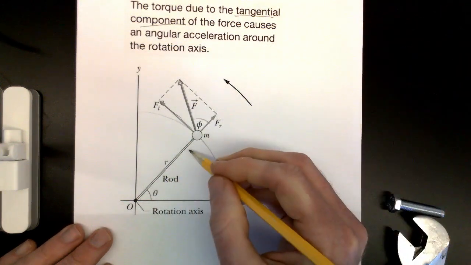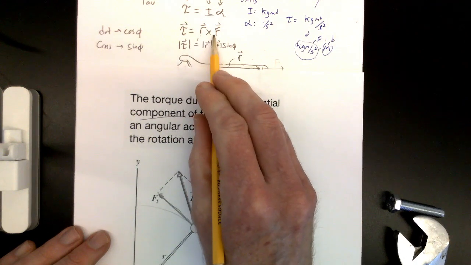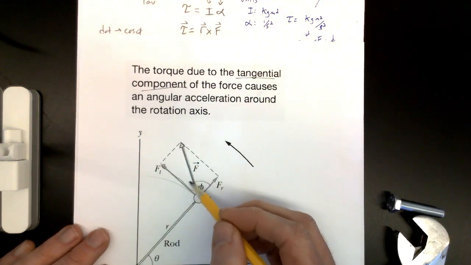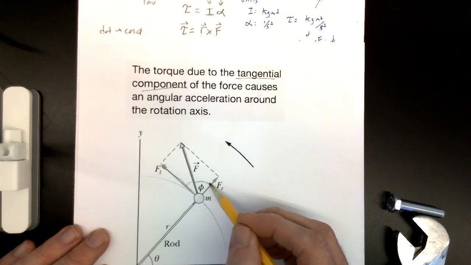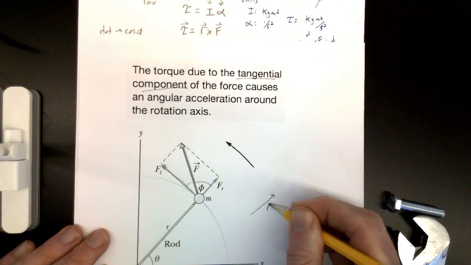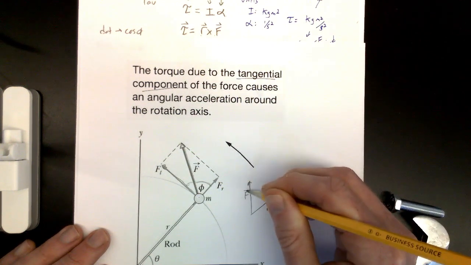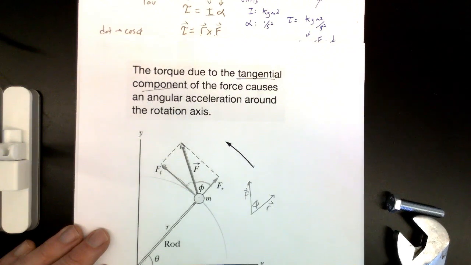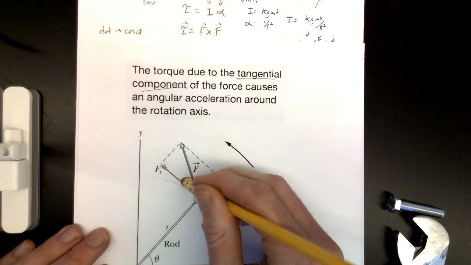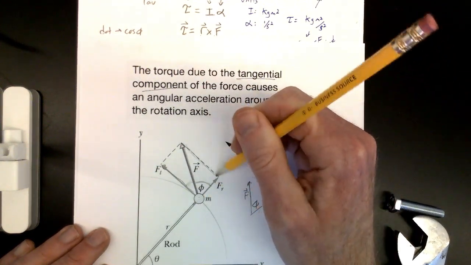I guess I should mention that's a little bit tricky. Because this is R cross F, we need to pay attention to the angle between them. And the angle between them is not this angle, but it's this angle over here. So here's my R, there's my R vector like this, and my force vector would be like that. And then the angle between them is right there. So it's a little tricky to see, but it's not this angle, it's that angle right there. And if I take the sine of this angle, it's going to be related to this side of my triangle, the opposite side.